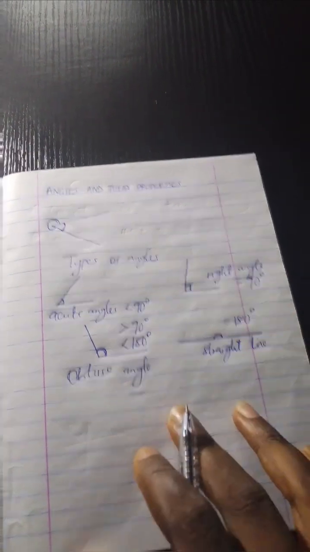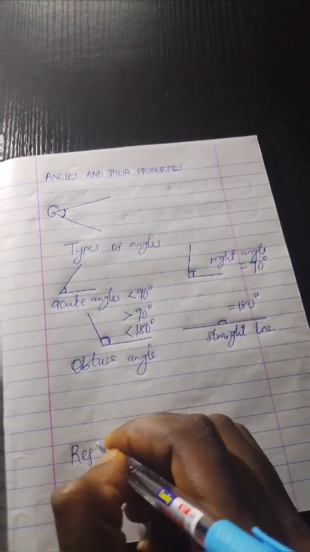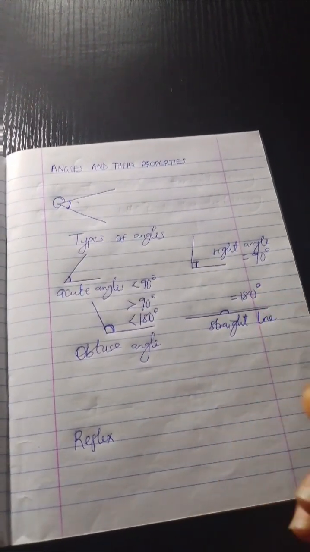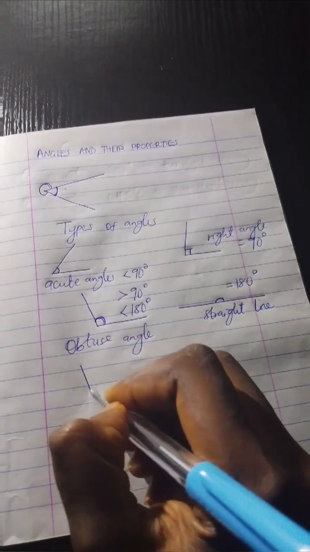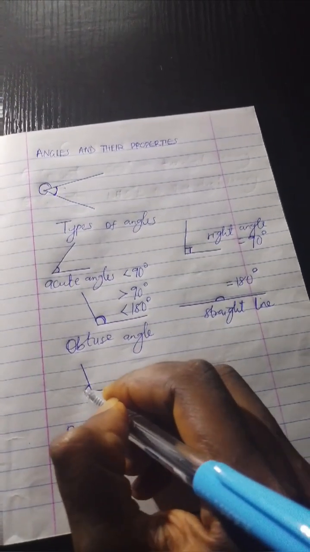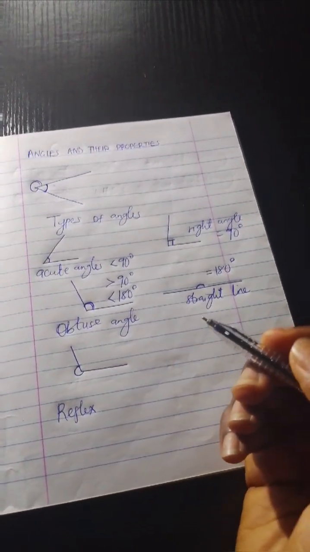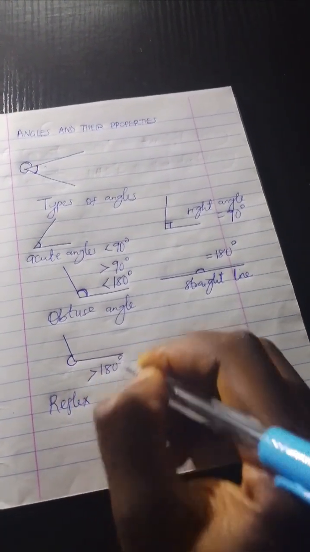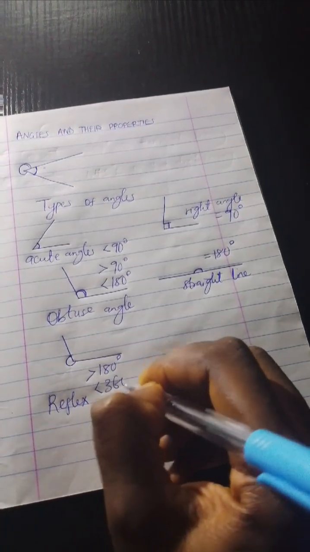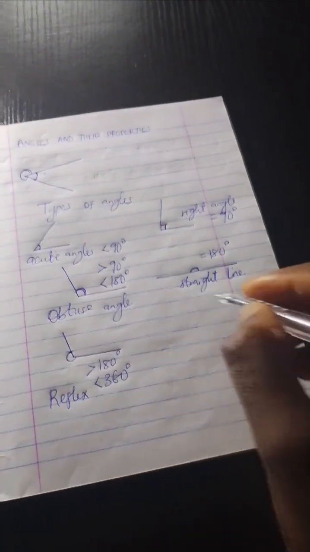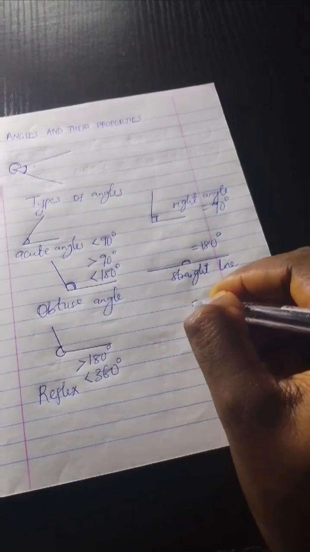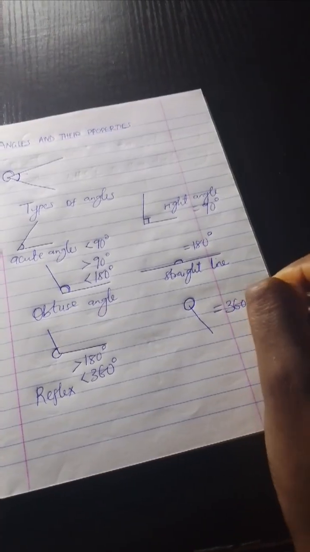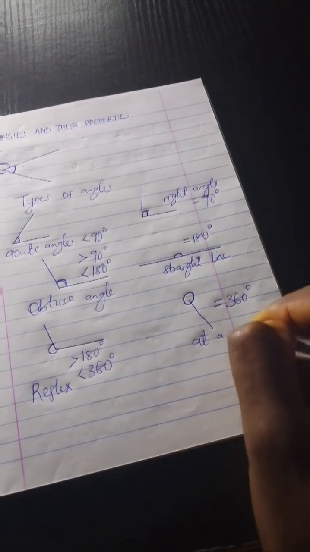The next one is a reflex angle. A reflex angle is an angle that is greater than 180 degrees but less than 360 degrees. So this here is a reflex angle. Now the next one is angle at a point. Angle at a point is a complete angle, and it is equal to 360 degrees.